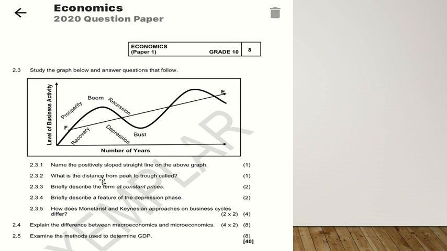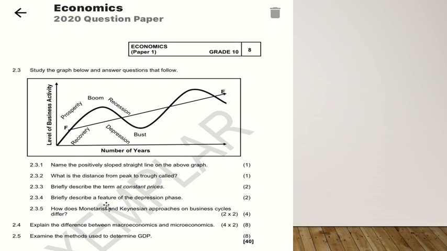Next question, briefly describe the term at constant prices for 2 marks. So it should be a very good detailed explanation. This just refers to the price of goods and services that have been adjusted for inflation, and that will give you a full 2 marks. And like I said before, even though you're not in grade 10, this video does apply to you. Any subject, grade 10 was the foundation of what you're going to do in the coming years.